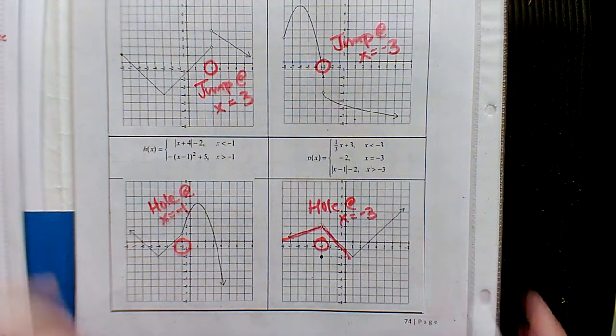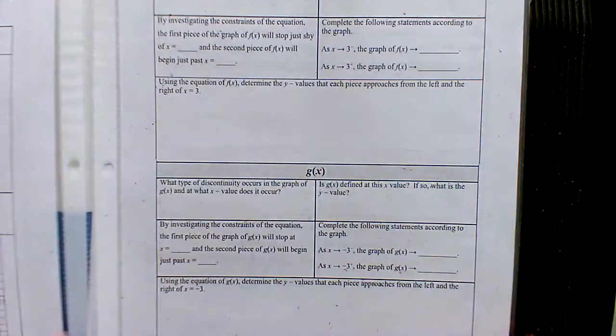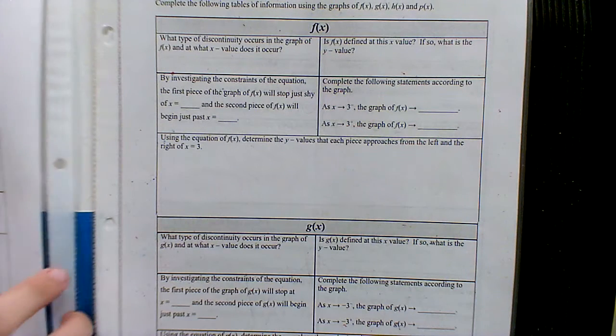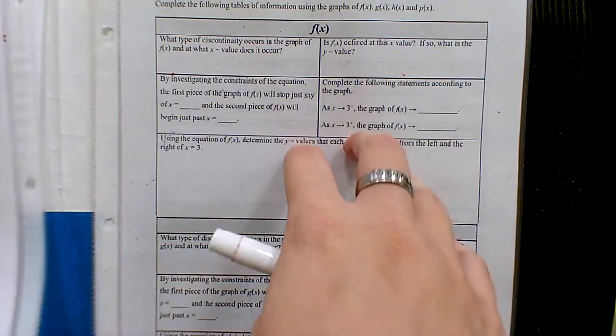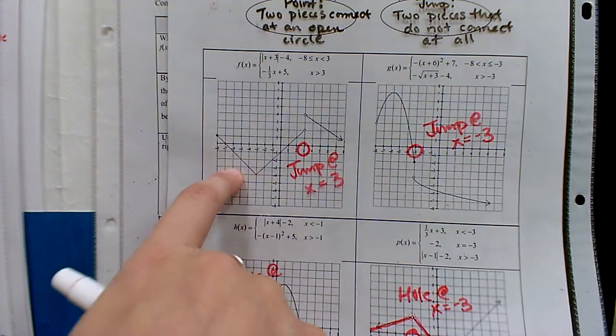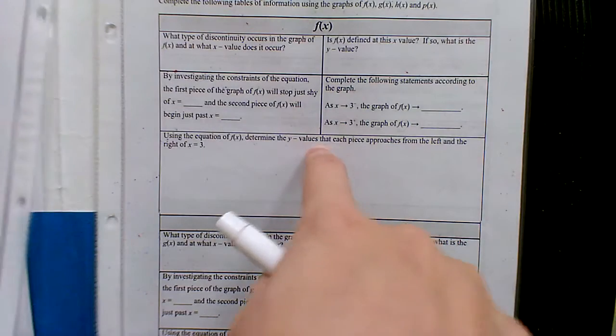All right. Let's take a look at our first analysis. Take a look at page 75. What we're going to do, we're going to focus on these four different graphs that we just identified the discontinuities for. The first one we're going to look at is the F graph. So what I need you to do is not only have this F table in front of you, but also make sure you can see the F graph from the other page. So we're going to take a look at this graph to help us fill out this table.